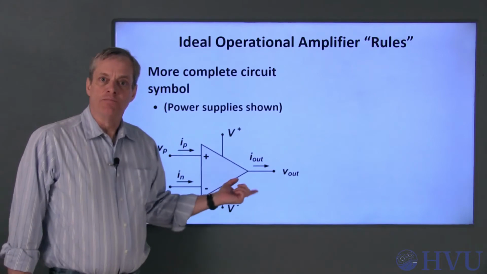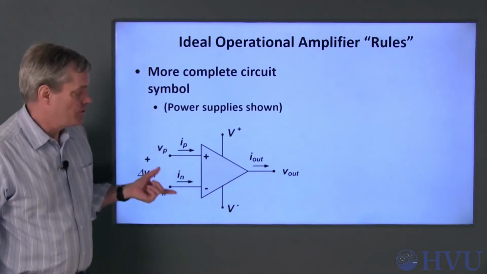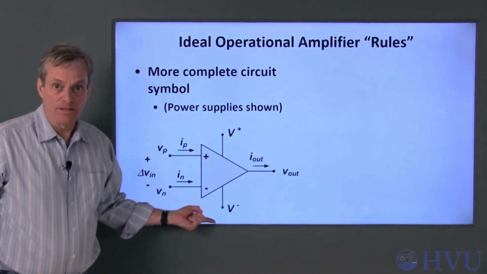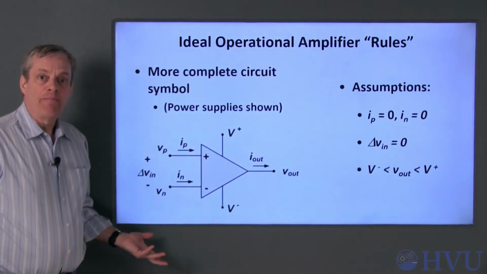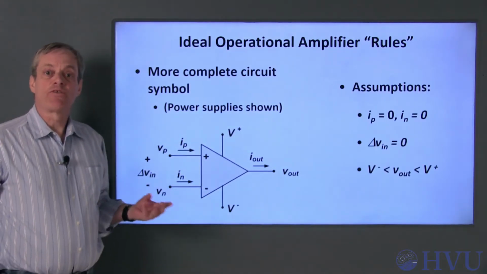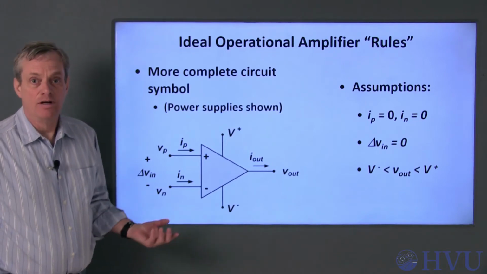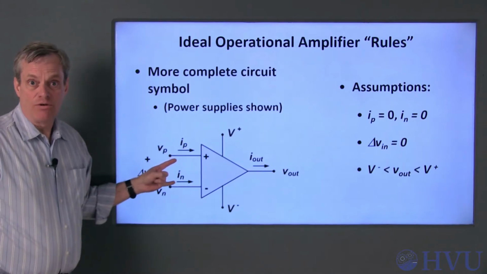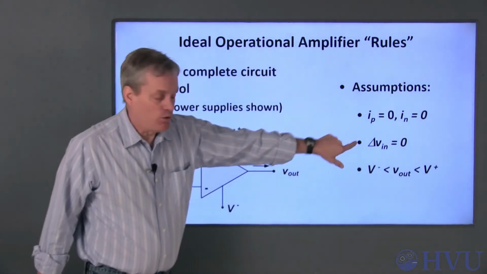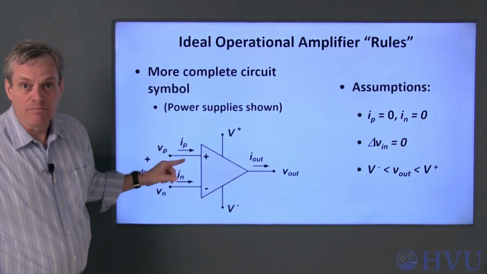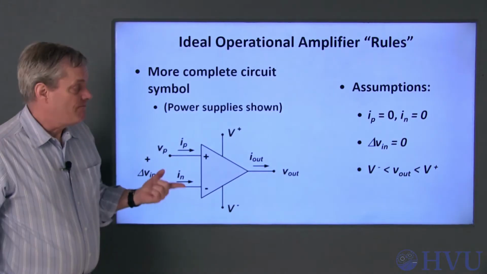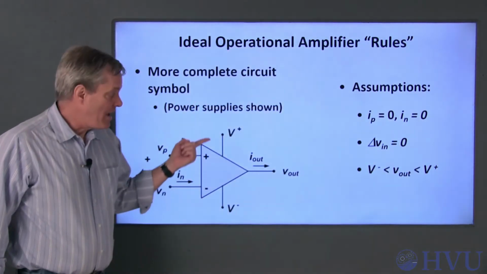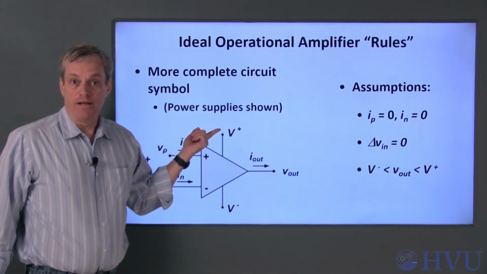This is the circuit symbol for a typical op-amp. There are two input terminals, one output terminal, and two power supplies. When we analyze op-amp circuits in this course, we'll make three assumptions about their behavior. First, the currents into the input terminals are zero. Second, the voltage difference between the input terminals is zero. And finally, the output voltage is constrained to be within the range of the external voltage supplies.